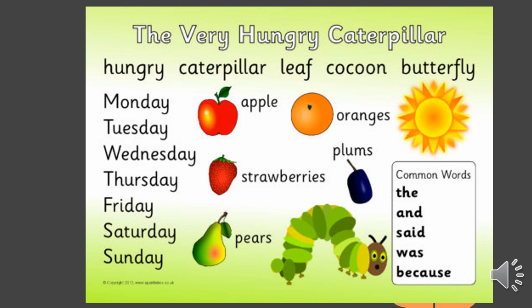On Saturday, he eats one piece of chocolate cake, one ice cream, one pickle, one slice of cheese, one slice of salami, one lollipop, one piece of cherry pie, one sausage, one cupcake, and one slice of watermelon. That night he has a stomachache. On Sunday, the caterpillar eats one nice green leaf and he feels much better.